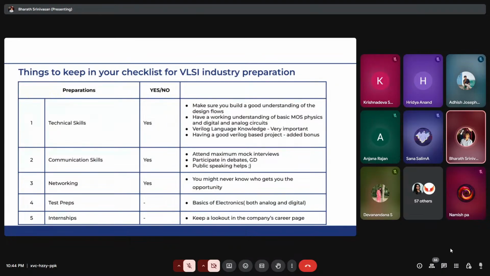Second, public speaking helps. That is something I did instead of debates and GDs. I used to do a lot of public speaking back in college, small ice-breaking sessions and all those things, just to make sure that I am confident when it comes to facing a crowd or facing a person individually, and I can speak my mind in whatever language they prefer, English, Malayalam, everything. That is very important. Make sure that you can speak and communicate with another person clearly.